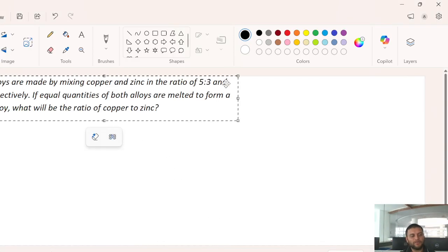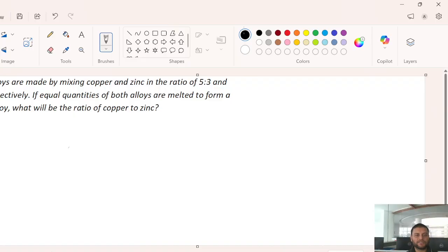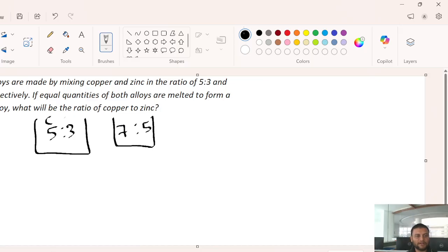Okay, friends. This question says two alloys are made by mixing copper and zinc. The first alloy is in the ratio 5 is to 3. The second alloy is in the ratio 7 is to 5. This is copper and this is zinc, guys.